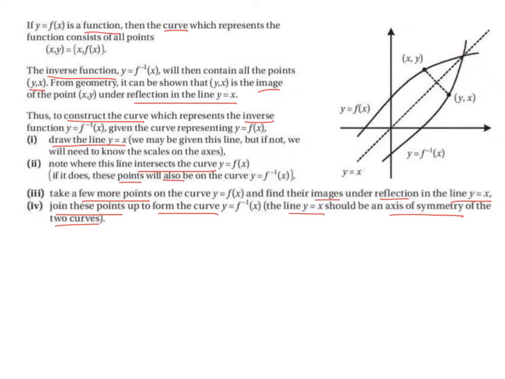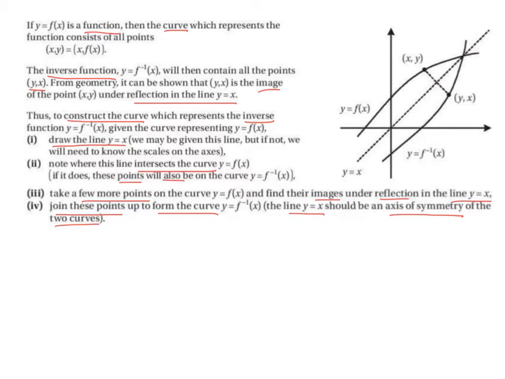So if we have a look at our diagram here, here's our x-axis, here's our y-axis, and here's our line y equals x. This is our function f of x, this curve here, and every point has been reflected in the line. So we can see this point here is reflected down here, this point here is reflected down here, that point there is reflected down there, and so on. And eventually the two curves intersect.